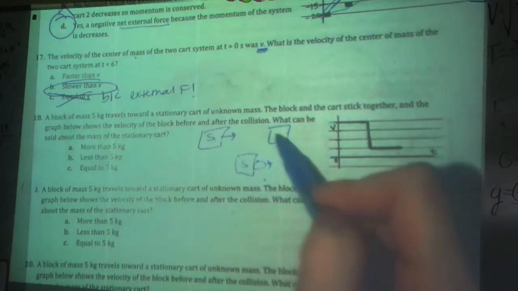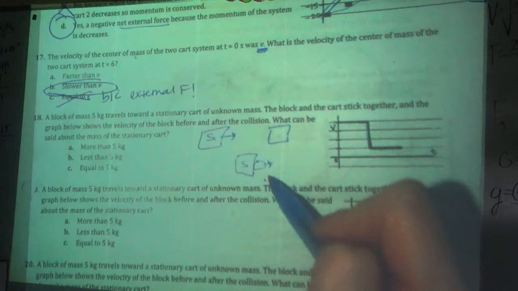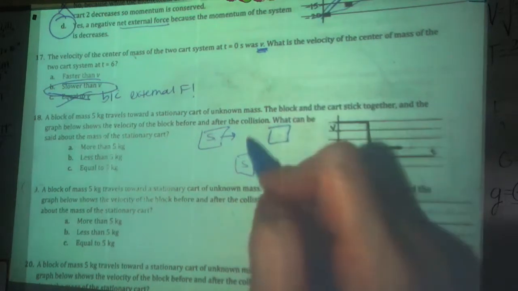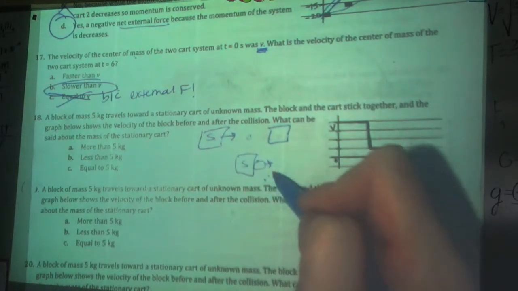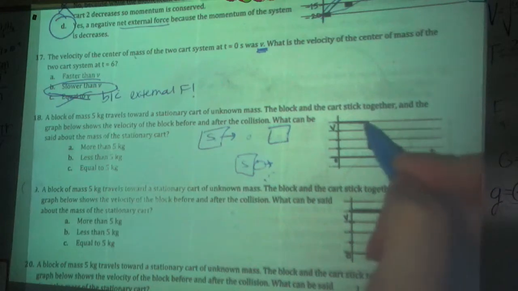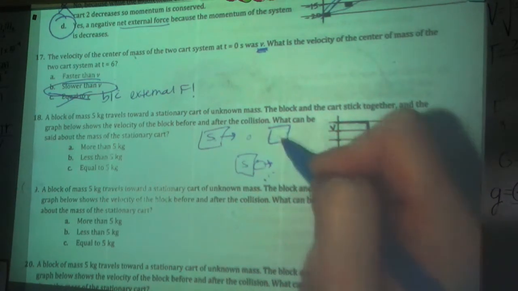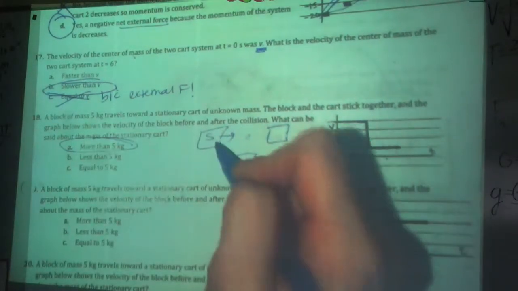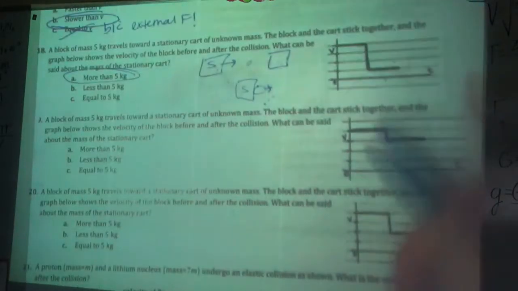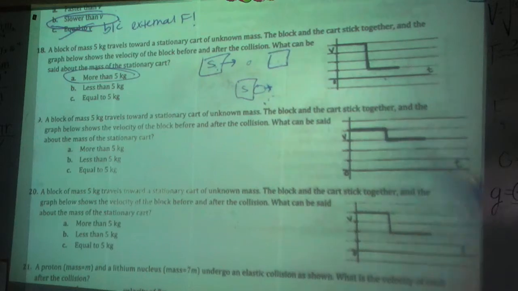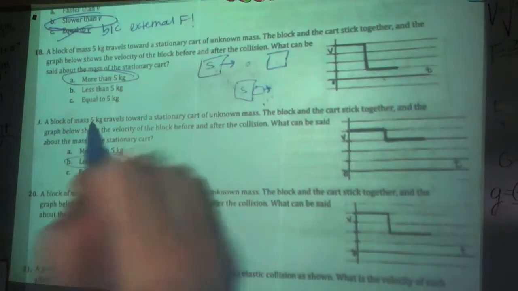If it hits a huge mass, then it's going to slow down a lot. If it hits a tiny mass, it's barely going to slow down at all. So in this case, it slows down a lot. So you have a big change in velocity, which means you must have hit a big mass, more than what it was. This one doesn't slow down very much. That means it hit a small mass, less than this guy.